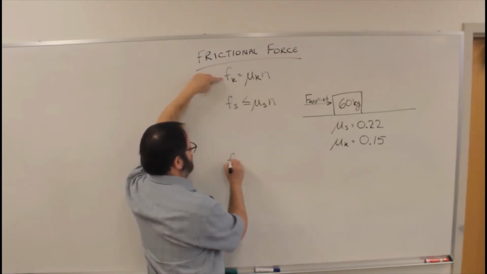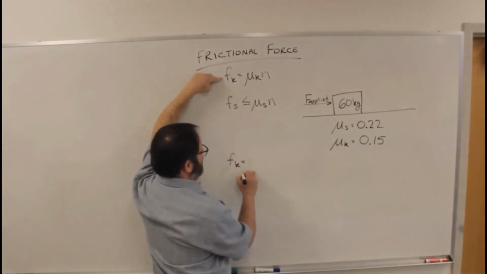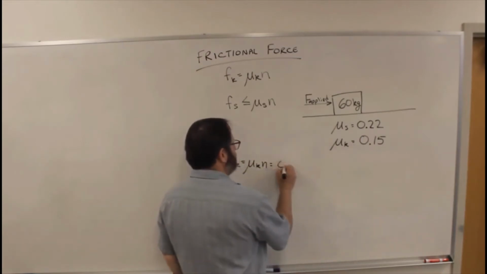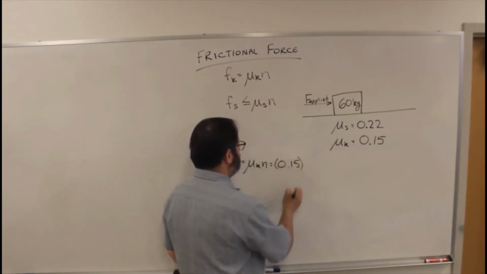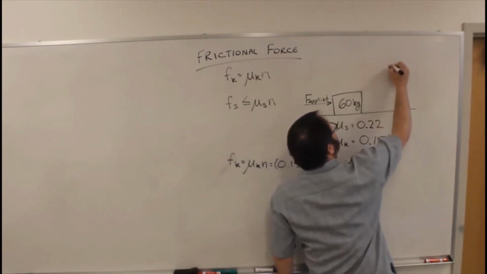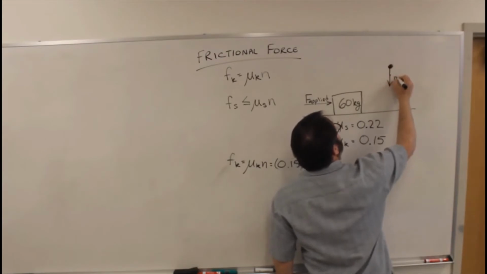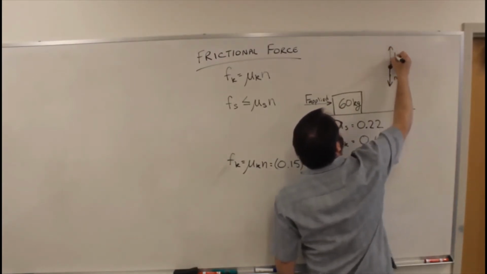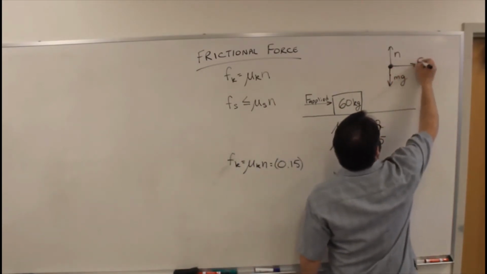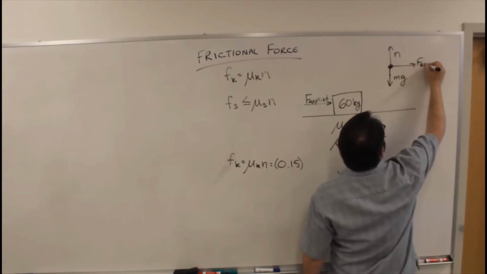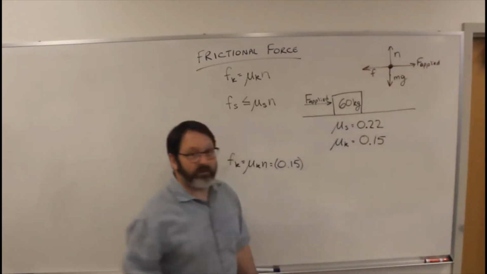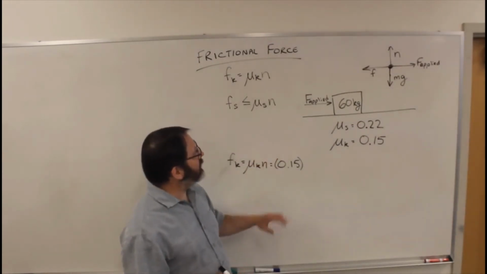All right? So Fk is mu k n. So that is 0.15 times n. What is n? Well, if I draw a free body diagram, there's mg and there's n. There's an applied force and there's a frictional force. So all four of those.